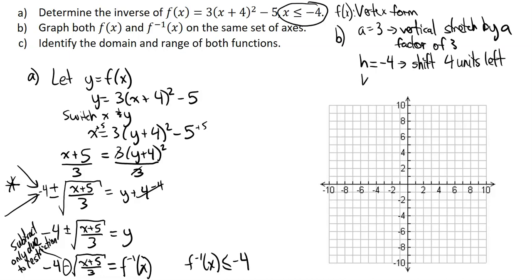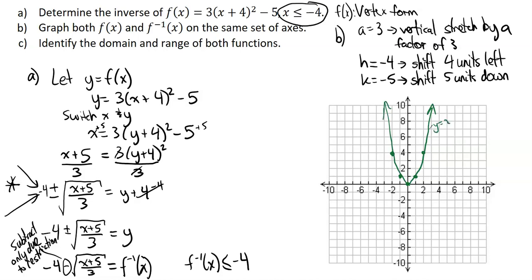And we have the k value of -5, which is going to shift 5 units down. So with all this in mind, let's go ahead and graph y equals x squared, and then we'll apply this transformation. We all know by now that y equals x squared has these key points. And we're always going to start with these 5 key points. Then we take that graph and we multiply all the values by 3.